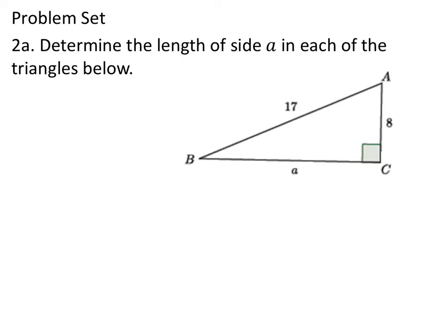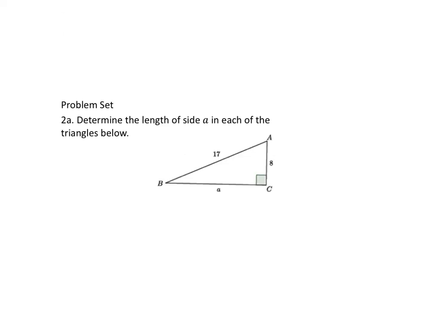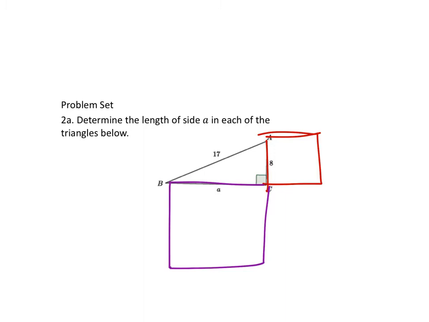So I'm going to show this one using the square stuff, which means I'm going to draw the squares on this triangle. 2A, determine the length of side A in each of the triangles below. Alright. So on this one, I'll need a little bit more space though. I'm going to draw a square here from that leg. Then I've got this leg. Also, I'm going to draw this square. And then we have the hypotenuse, which I'm also going to draw a square for.